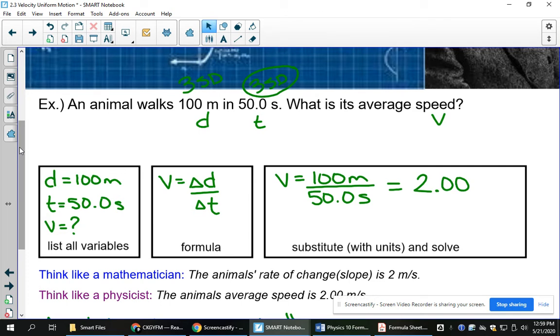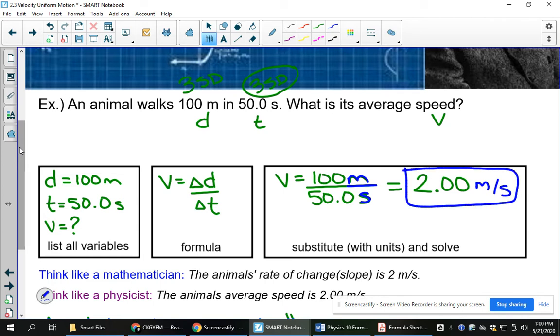Now, the reason why we sub units in physics is because you don't have to guess what the units are for speed. Even though you should know that, they're sitting right here, meters per second. That's exactly what the units are, and you don't have to guess at that. You just look in your formula.